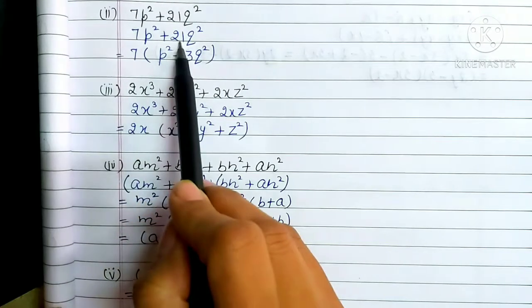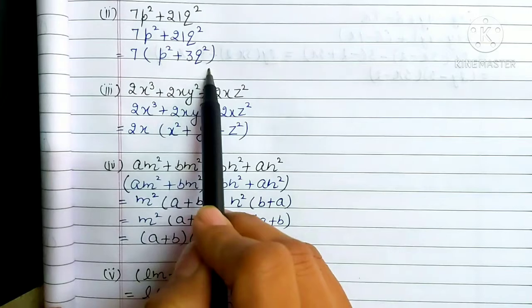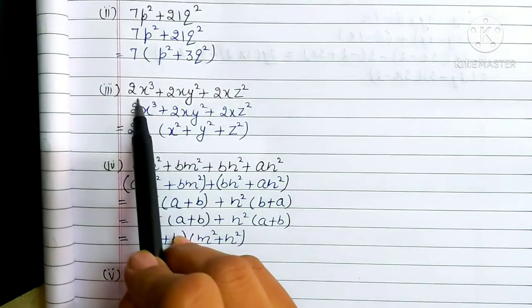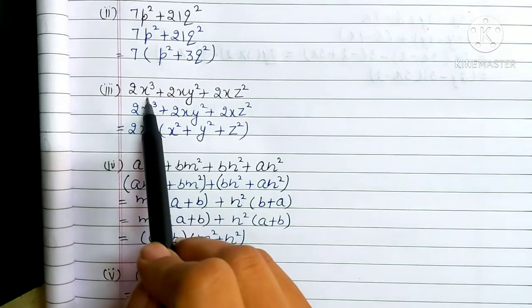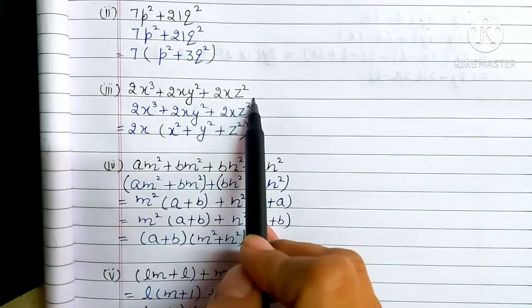7 I have taken, then only 3q square will be left. And this is the irreducible form. So this is the required factorization. So third part, 2x cube plus 2xy square plus 2xz square.